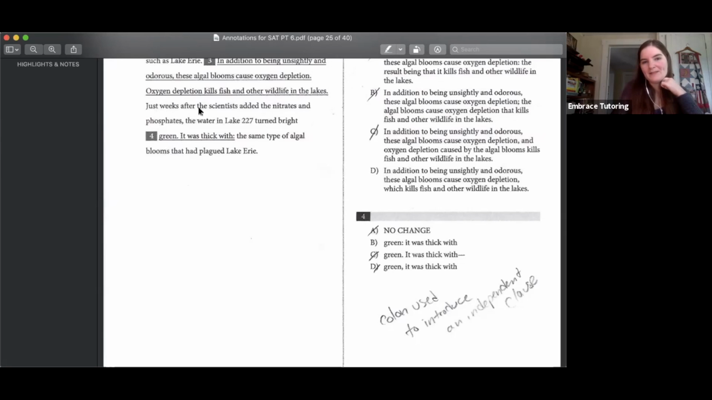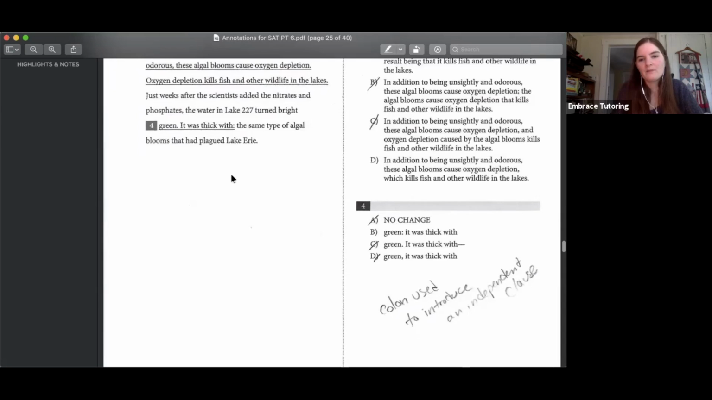because you have just weeks after the scientists added the nitrates and phosphates, the water in Lake 227 turned bright green. That part, the water in Lake 227 turned bright green, that part is independent, but the first part is not. So we need to figure out why we can use a comma here. And that reason is because you're adding this information, combining it, creating a compound type sentence here. Does that make sense?